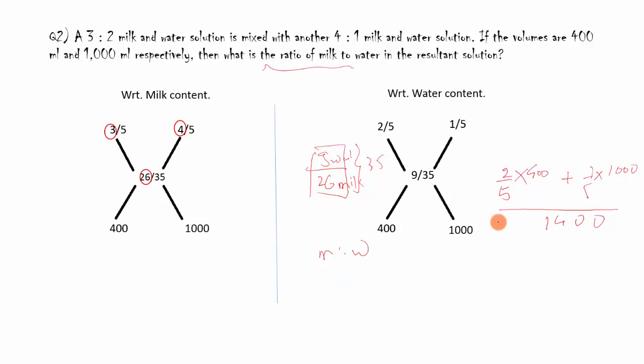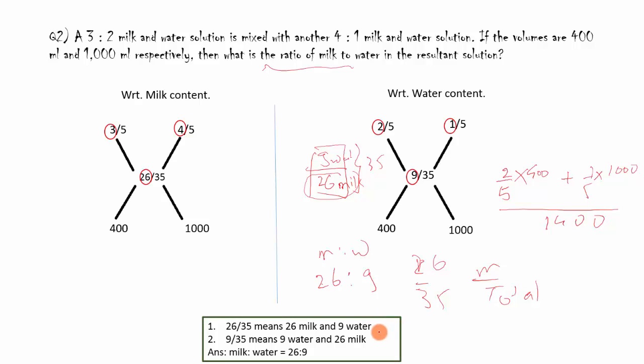The ratio of milk to water is not 26 by 35. If we write 26 by 35, that is milk by total. What is milk by water? It is 26 is to 9. So in both the cases, we got 26 by 9. Answer is 26 by 9. There are different variations of mixture and alligation problems that you might encounter at various places.